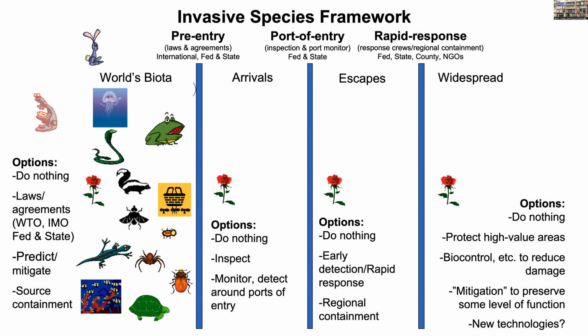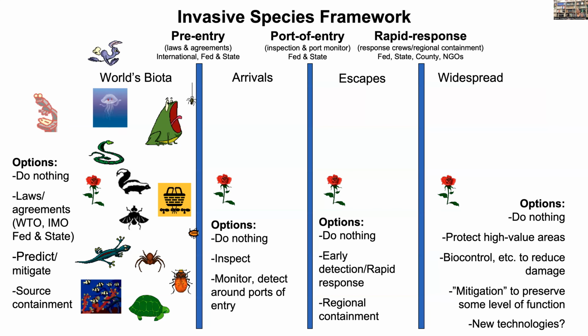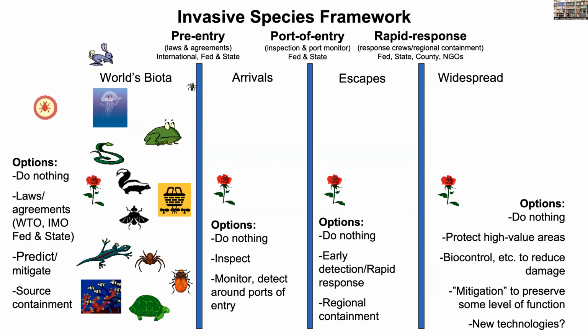Well, our first barrier is going to be pre-entry. And so what our options are, well, we can do nothing. I mean, honestly, sometimes it's hard to do things and it's costly. We have to figure out what we can do. And we can set up laws and agreements to try and keep some of these things out.